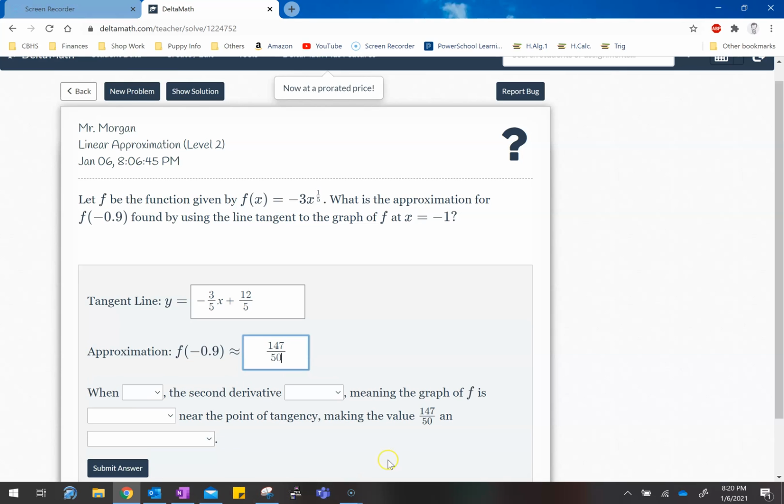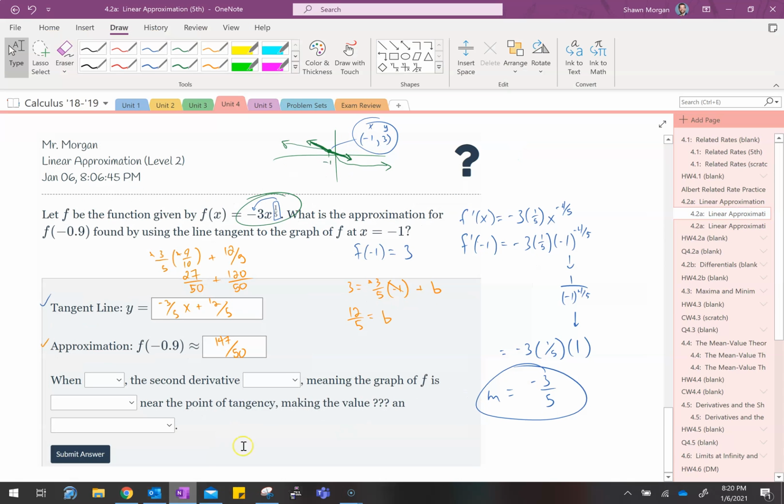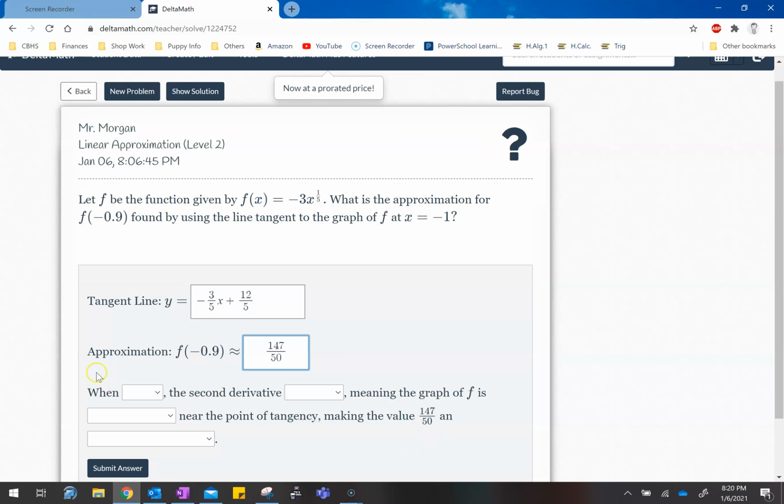And what I want to show you is that it'll fill in down there at the bottom. Did you see how those 3 little question marks? When you type in your approximation, the program is going to automatically enter that value in. So now we can work on our little drop-down menus.